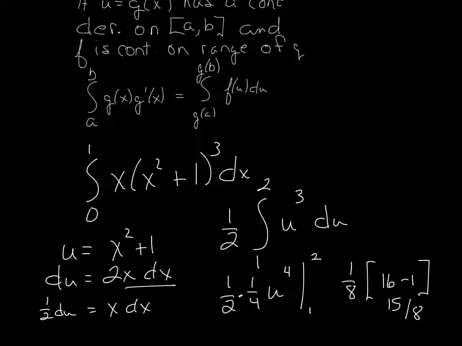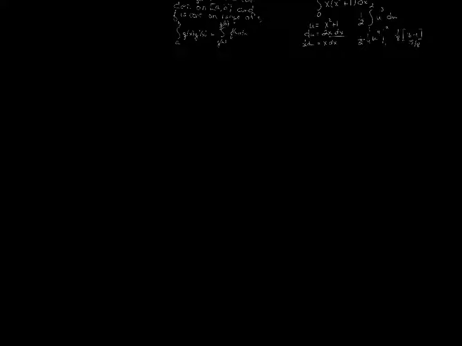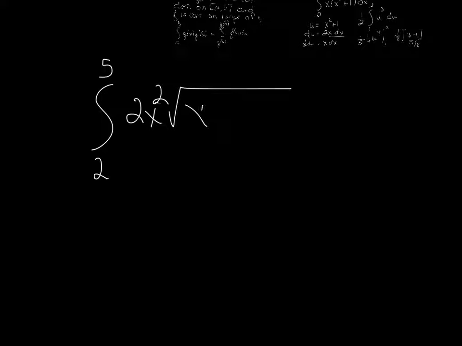In fact, let's see if I can go back. Let's say that we're going to go from 2 to 5 of, let me just do one that's fairly easy. 2x squared times this. If I try to make them up, something always goes screwy, so I'll just find one that's already made up.